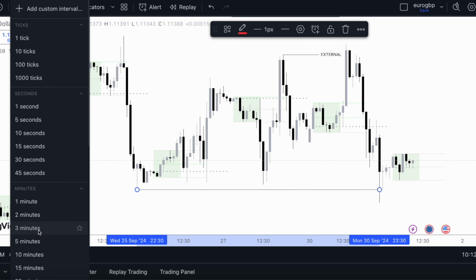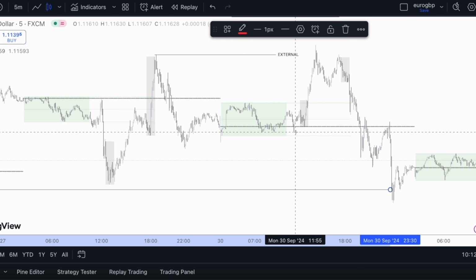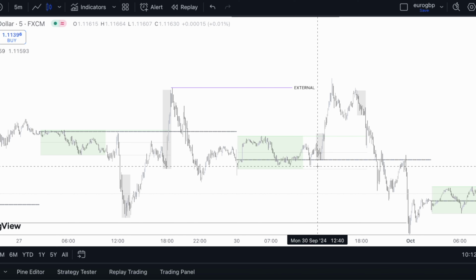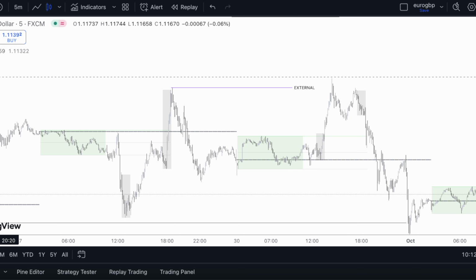So let's go down to the 5-minute time frame. We do not have any trade in the London session. Okay, technically we do have, but I did not enter any trade. We had a trade right here, but I was not able to trade this session as I was not at my desk.